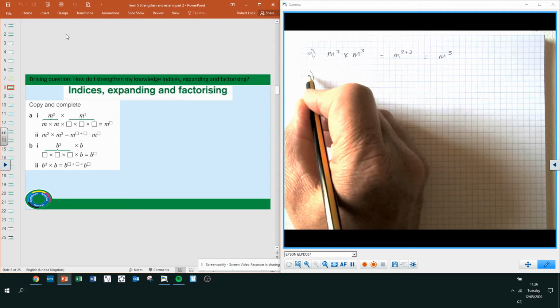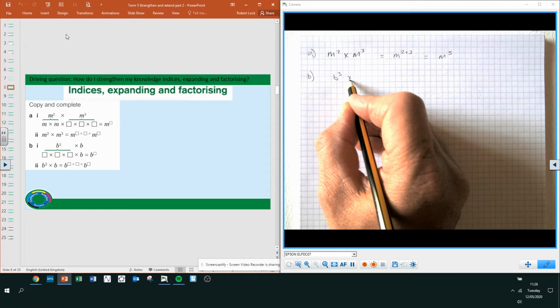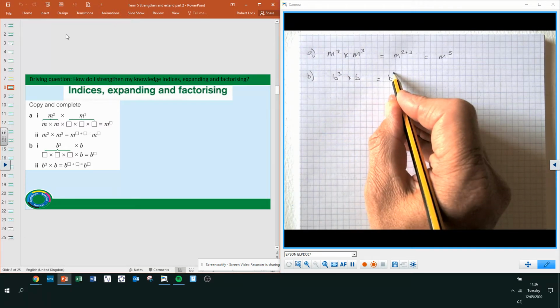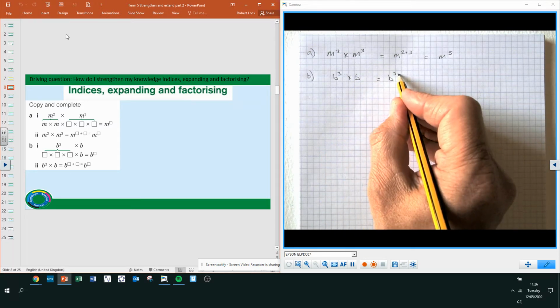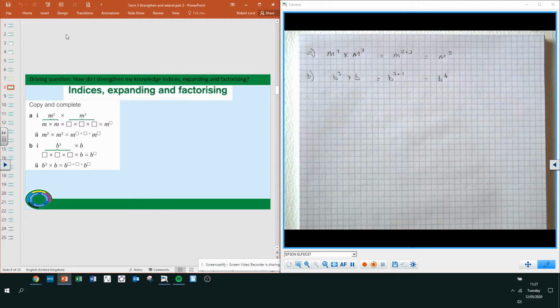B. b cubed times b equals. Here we've got b cubed, and this is b to the power 1. So plus 1. So the answer is b to the power 4. There's the first answer to the first screen.